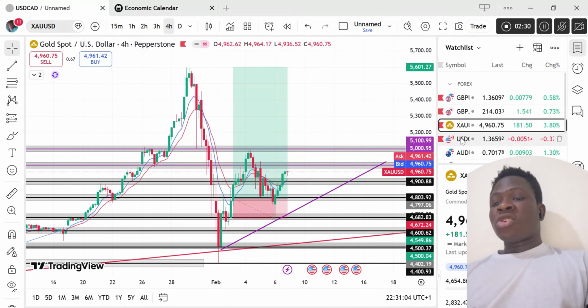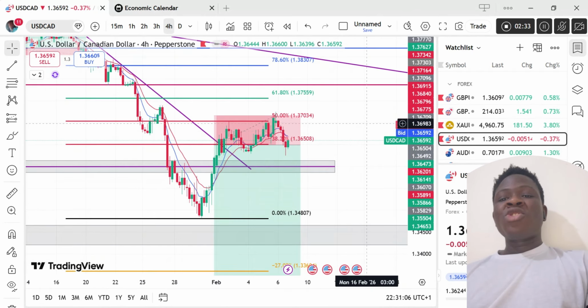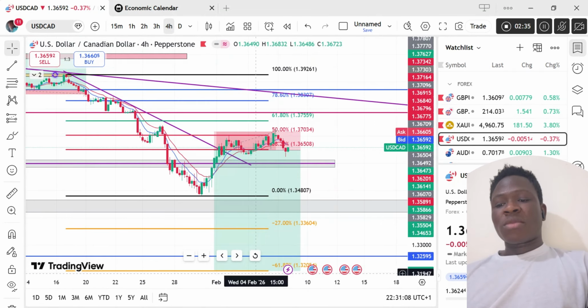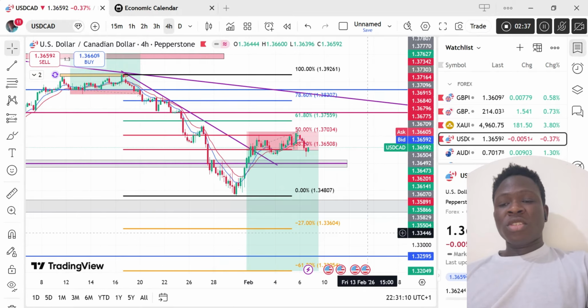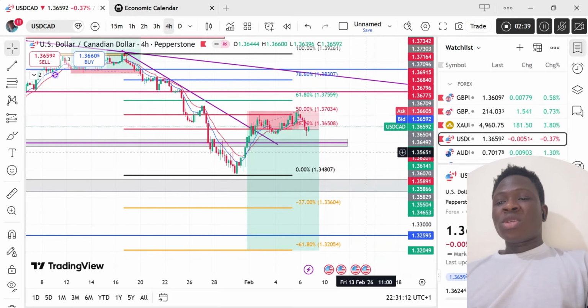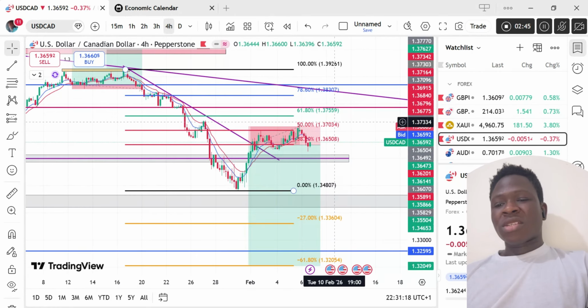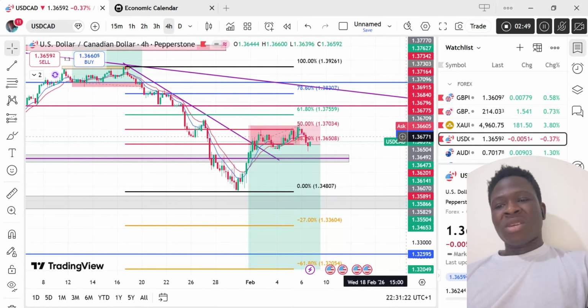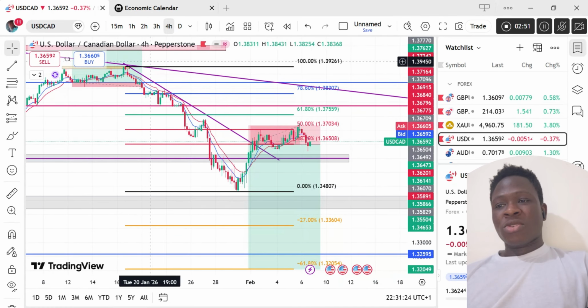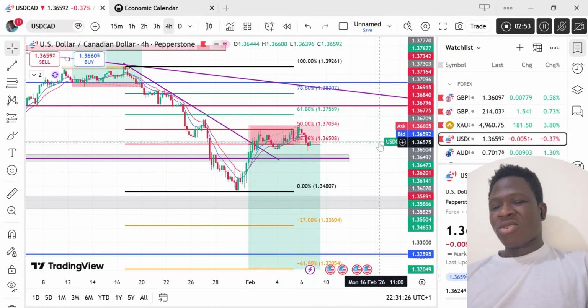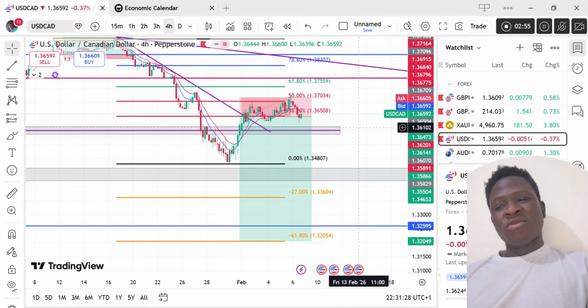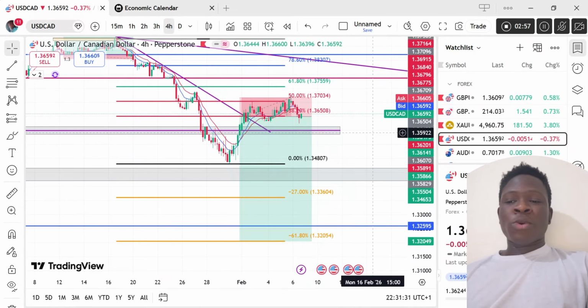I also took a trade on USD CAD. Now, on this particular trade, if you check my video that I posted on YouTube, I did say I was not too sure about this trade, because the things I was seeing were not adding up. I used the fib retracements, I used the trend line, but it was not really adding up for me. It was kind of confusing. So I said I was not too sure.